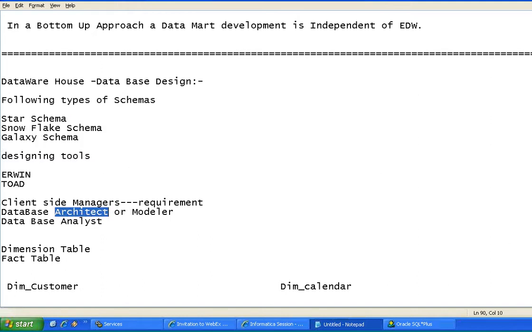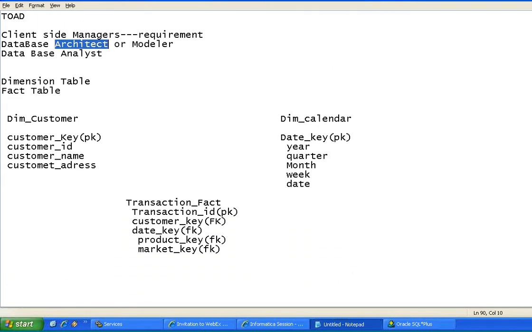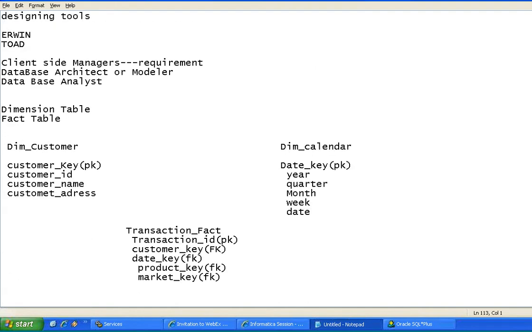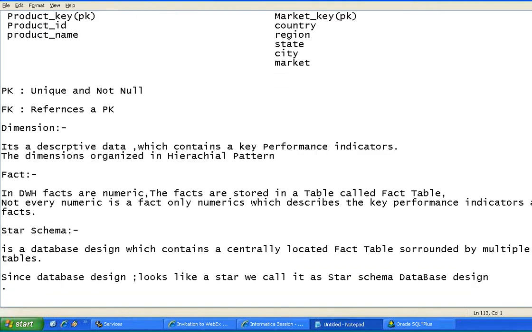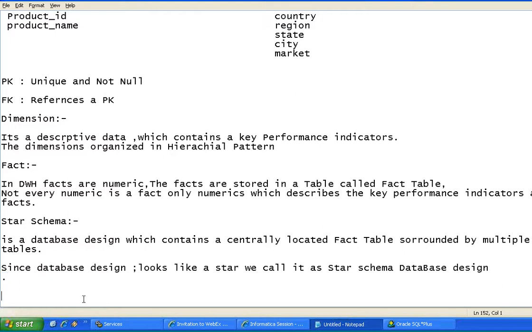They will design whether they go for star or for snowflake. It depends upon the database architect. They will design the structure of all these tables, and our job is just to load the data into dimension tables first, then into fact tables next. So this is called a star schema. In star schema, first, it contains a centrally located fact table surrounded by multiple dimension tables. Since the design looks like a star, we call it a star schema database design.